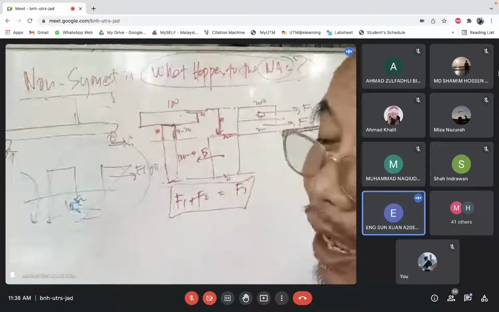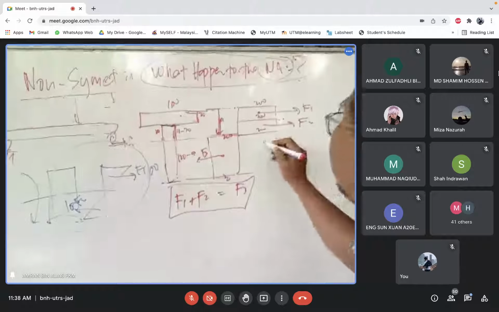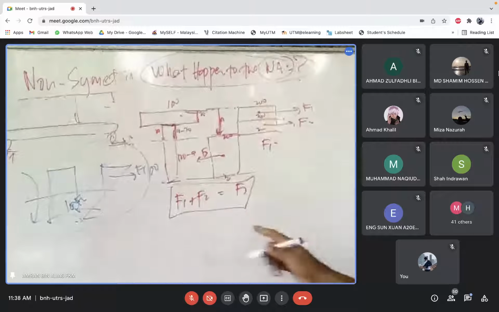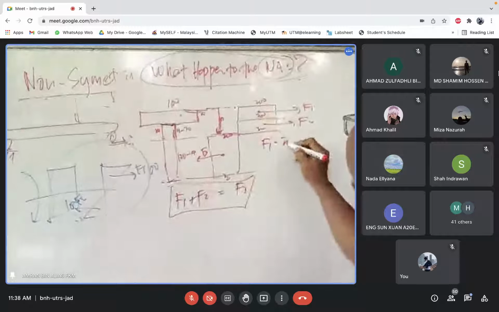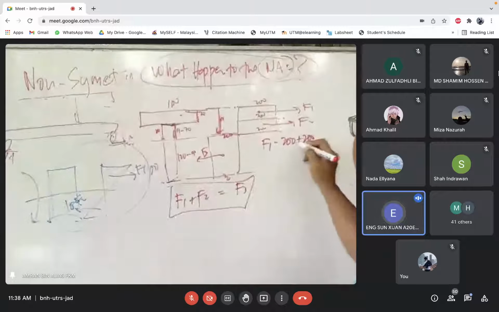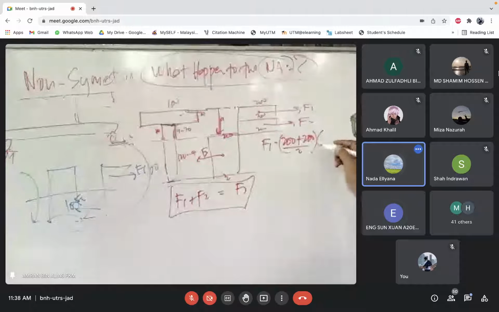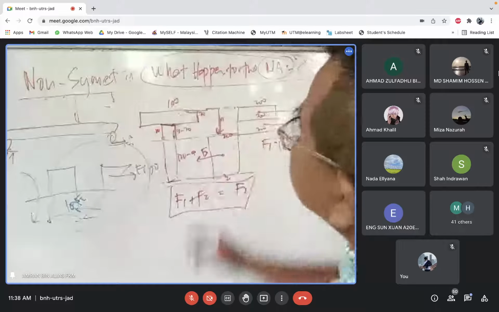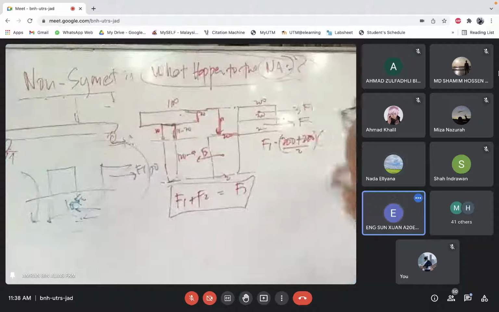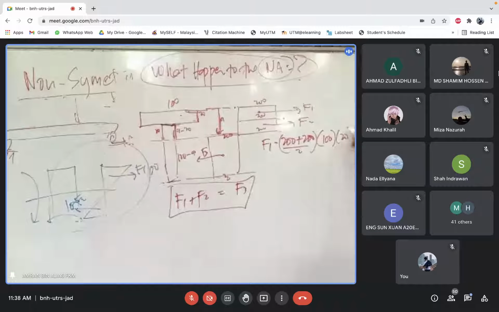Yes. So let us do it. What is F1? Slowly there. Sigma average times area. What do we have? 100 plus 200 over 2. That is 100 times the area. What's the area? 100 times 20.